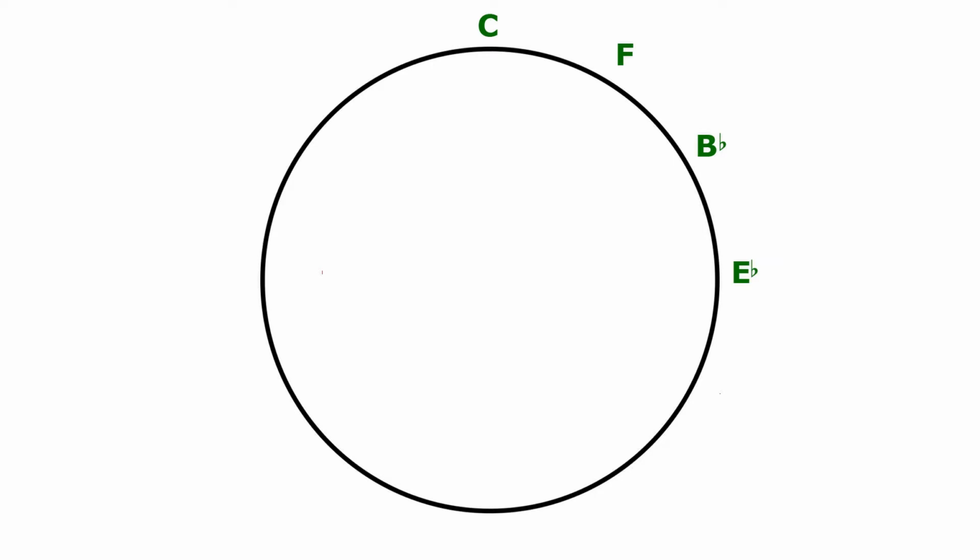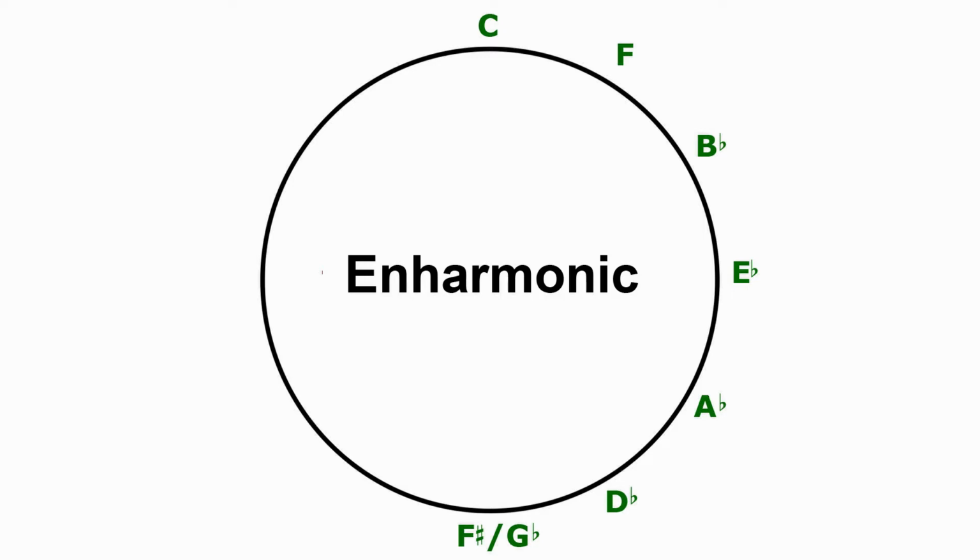E flat, F, G, A flat, A flat, B flat, C, D flat, D flat, E flat, F, G flat. Another name for G flat is F sharp. Notes that are spelled differently but sound identical are called enharmonic.